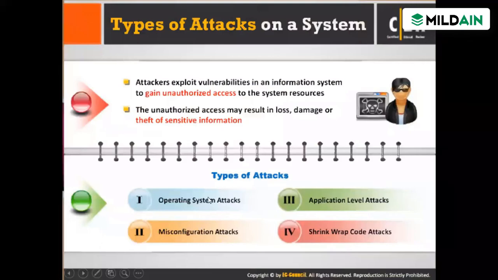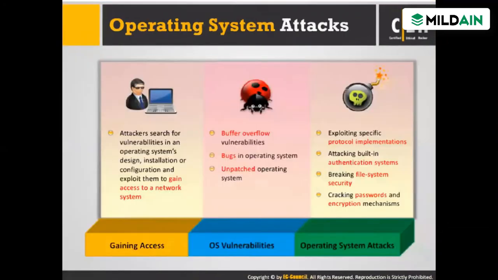And so one method of attack is the operating system attack. The second is due to misconfiguration. This happens when security professionals don't configure properly. The third type of attack is attacking software or the applications, and the final one is shrink wrap code attacks.